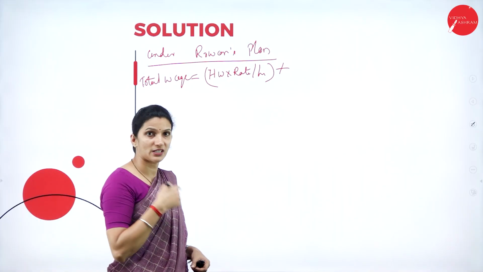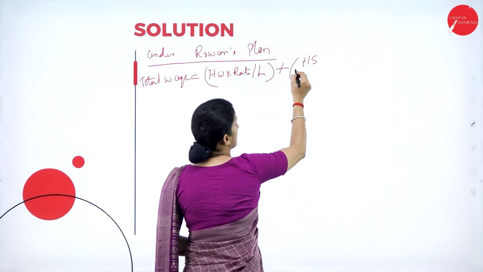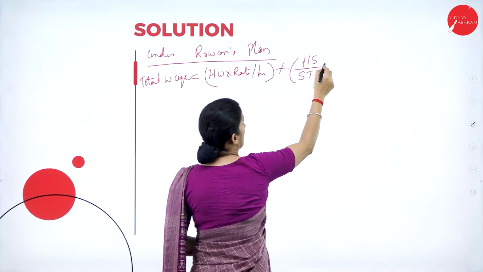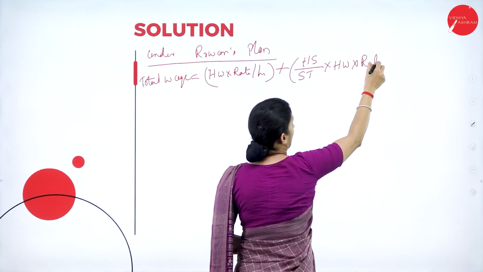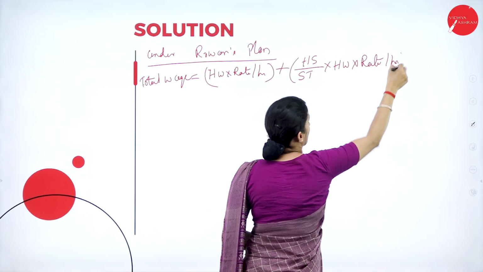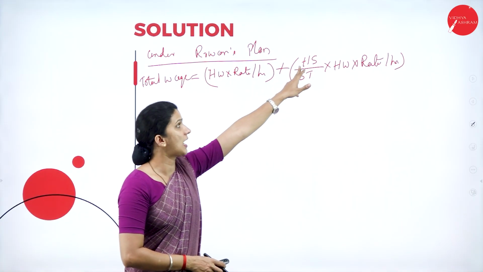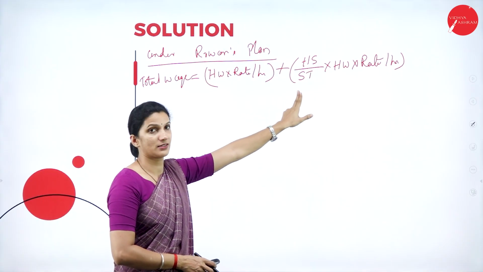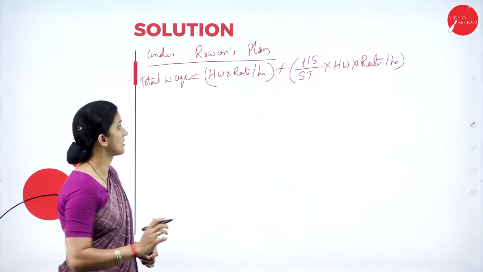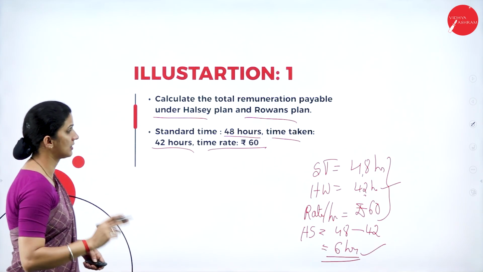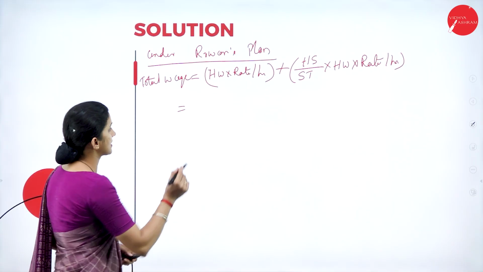How to calculate the bonus under Rowan's plan? The bonus is hours saved divided by standard time, into hours worked, into rate per hour. So we will get the bonus. Here, what is the hours worked? Same details. Hours worked is 42 hours, and the rate per hour is 60.